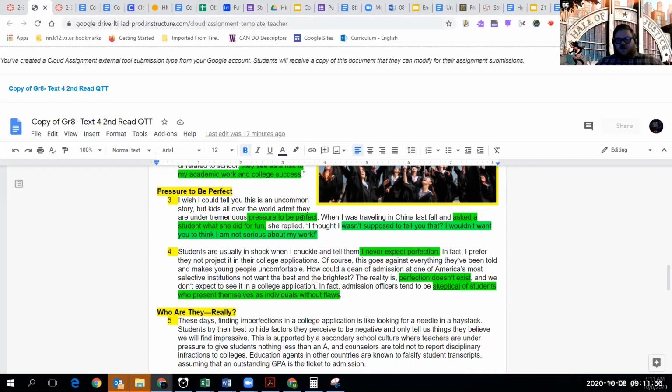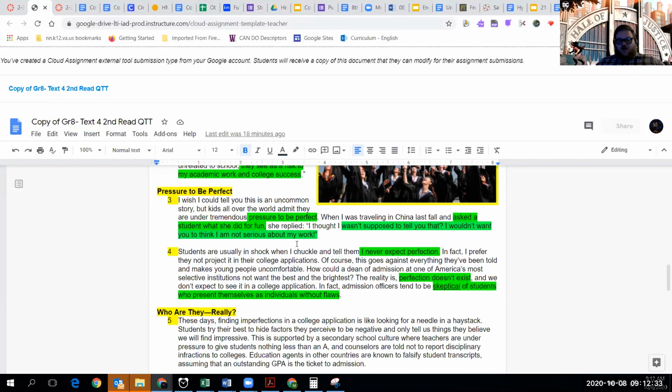Pressure to be perfect. Remember that the title of this article is Learn to Fail. And then he asked the student what she did for fun, and I highlighted that because it set up the next part. The girl says, "I wasn't supposed to tell you that." She didn't think she was supposed to tell him that because I don't want you to think I'm not serious about my work. Now I'm starting to get this idea that maybe people aren't giving the whole picture of who they are. They're only focusing on their work aspects, and the college admissions person would be more interested in knowing what they're like as a whole person.